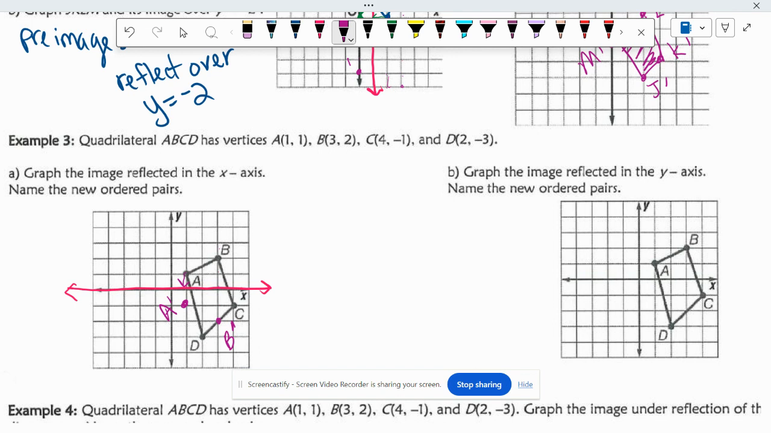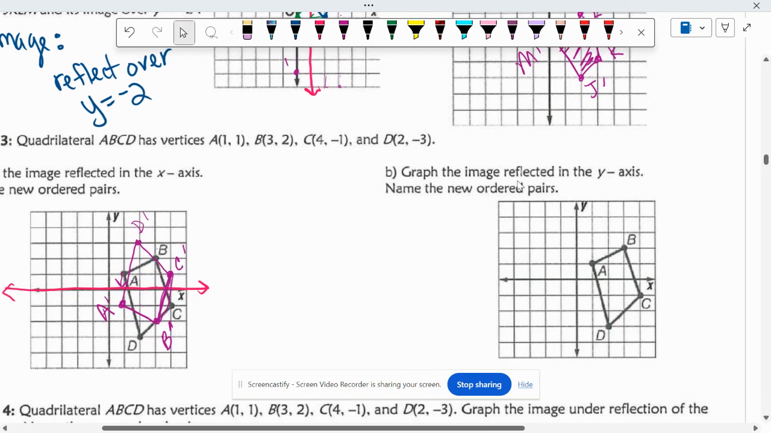Point C is 1 unit below the line of reflection, so when I reflect it, it's 1 unit above. And point D is 3 units below, so when I reflect it, point D becomes 3 units above my line of reflection. So A, D, C, B, A.